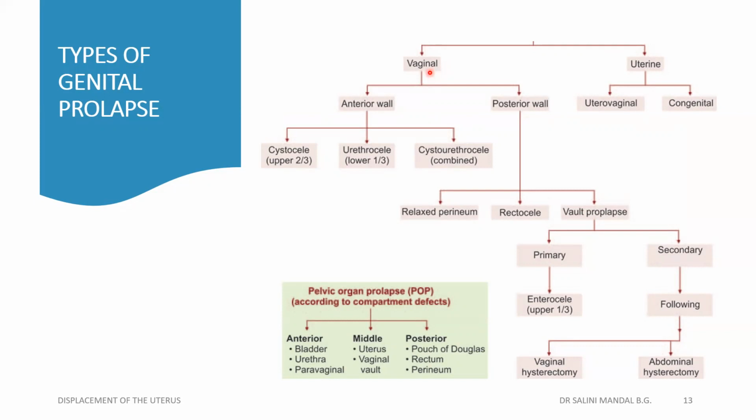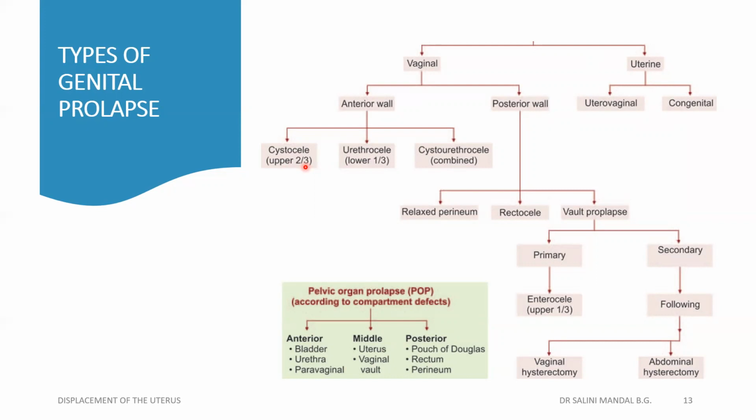So vaginal prolapse is again divided into two, that is the anterior wall and the posterior wall. In the anterior wall, the first one we have is the cystocele, that is the upper two-third. Please note it down: the cystocele is formed by the laxity and descent of the upper two-third of the vaginal wall. As the bladder base is very closely related to this particular area, there is a herniation of the bladder into the lax anterior wall.